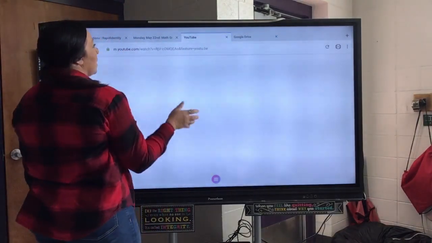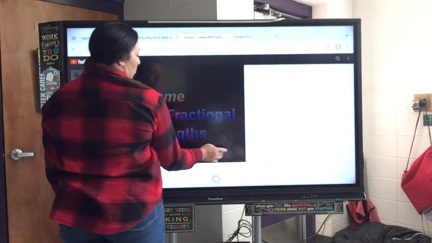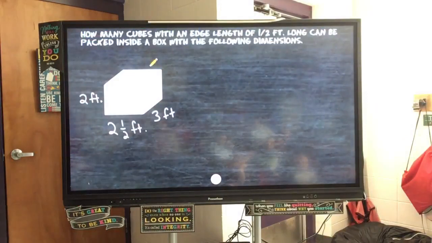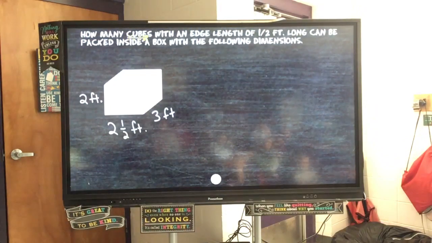This is the one that is going to give us a little bit more trouble. For this problem, we want to calculate how many cubes with an edge length of half of a foot long can be packed inside a box with the following dimensions. So basically, what the problem is asking us is, if we had a cube and that cube had an edge length of half of a foot, how many of these small cubes can be packed inside the box that's shown?